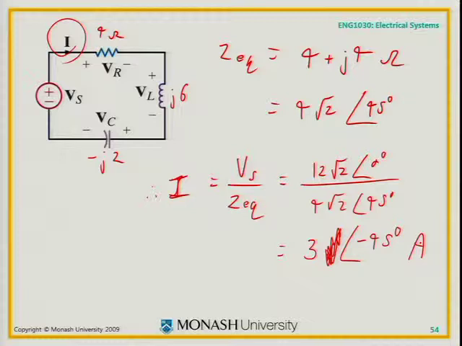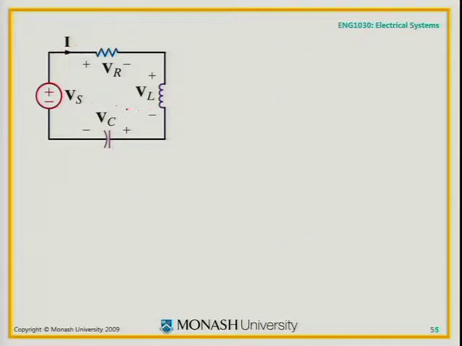What's VR going to be now? The phasor voltage across the resistor is 4 times the current. What's going to be VL? j6 times the current. What's going to be VC? Minus j2 times the current. You just multiply the impedance by the current to get the voltage on each individual component. So we found this I. This was 4 ohms. This was j6 ohms. And this was minus j2 ohms.